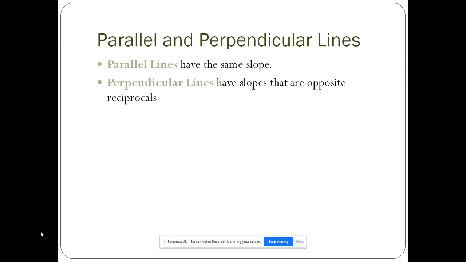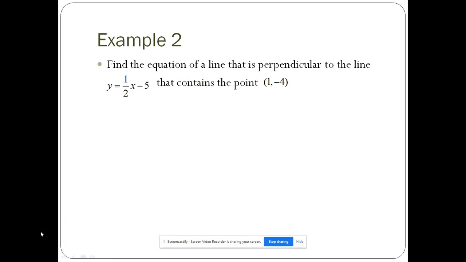All right, let's take a look at an example here. It says, find the equation of a line that is perpendicular to the line y equals 1/2 x minus 5 that contains the point 1 comma negative 4. All right, so first we take the line that's given to us and it has a slope of 1/2.